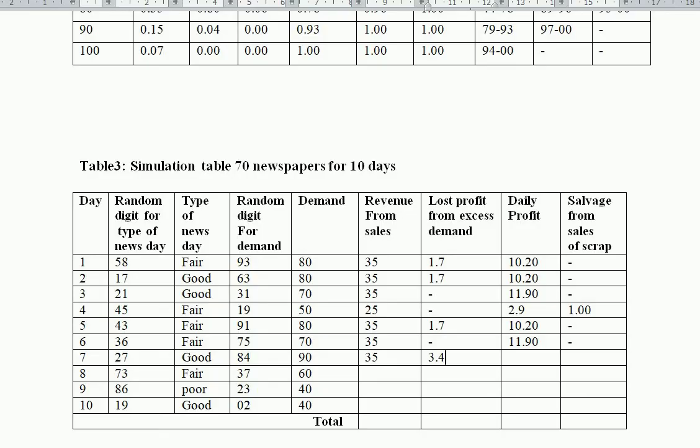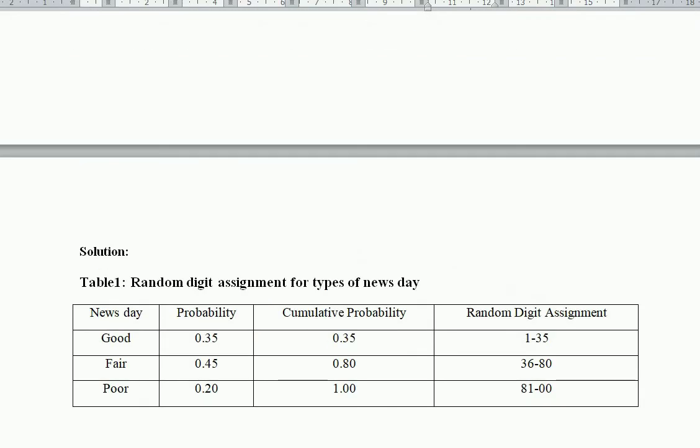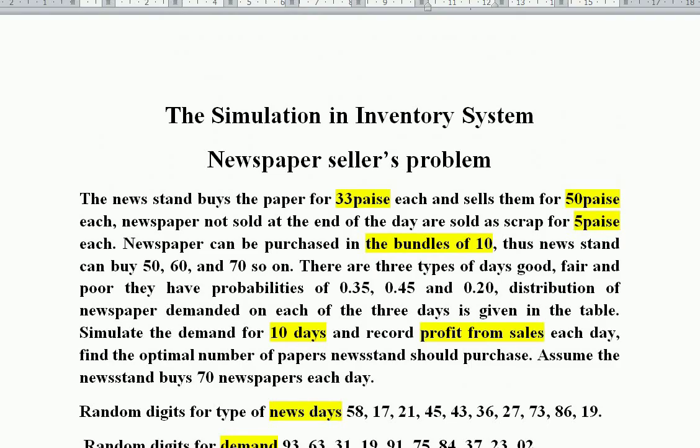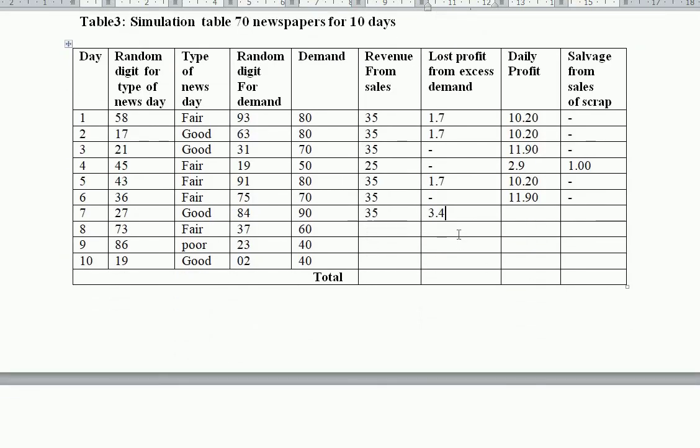So you are going to get a value 3.4, 20 into, that is the excess demand. We are going to lose that one for 1.7, so 17 paisa. So there is a profit of 17 paisa for one newspaper. So 20 newspapers, 17 into 20, that is 3.4 you are going to get. And the daily profit, if you calculate using a formula, you are going to get 8.50. And here there is no scrap. Why? Because we have an excess demand. Whenever we have excess demand, we won't have scrap values.